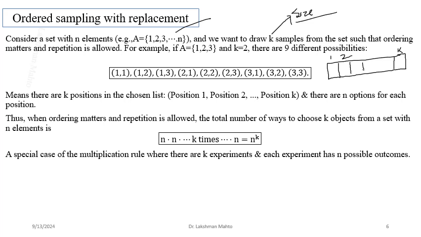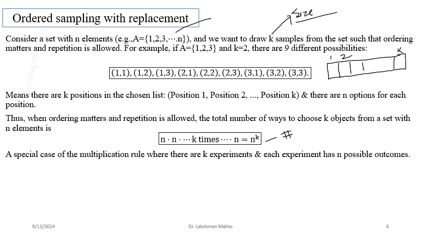So in counting where order matters and repetition is also allowed, the number of samples of size K is n to the power K. This is the count of samples of size K. Tell me how many samples of size n there would be? N to the power n. So you are changing the size; K is varying. It depends upon what K you want to proceed with.